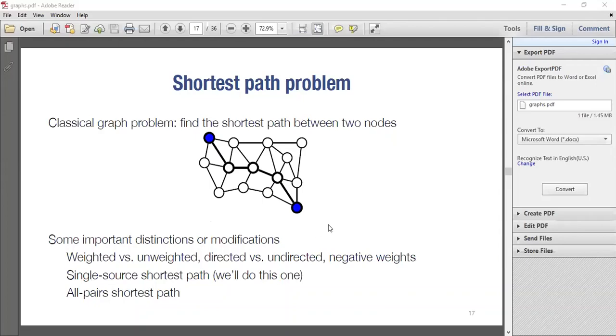Then you could also talk about negative weights. For example, if you're looking at Google Maps, negative weights could be like traffic. You could look at negative weight as traffic, whereby you put a negative weight on a particular edge if there is high density of traffic at this particular point. So you could look at it from that point of view.